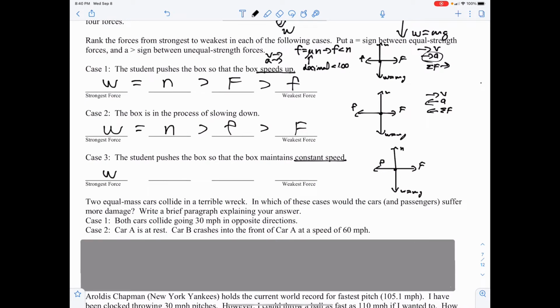So I have weight is equal to normal force, but now that's going to be greater than the applied force, which is now equal to friction. So those two are equal, but they're greater than those two that are equal.